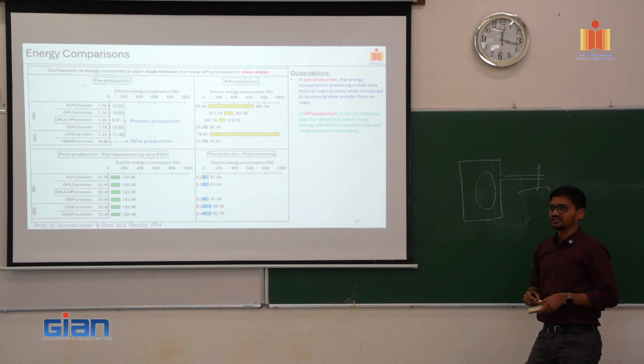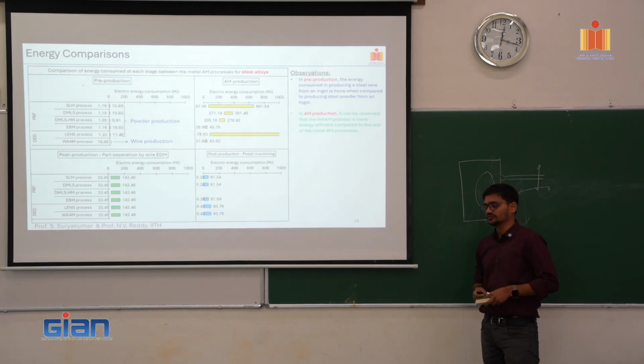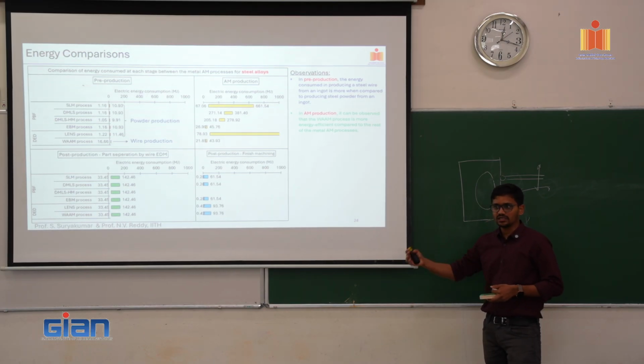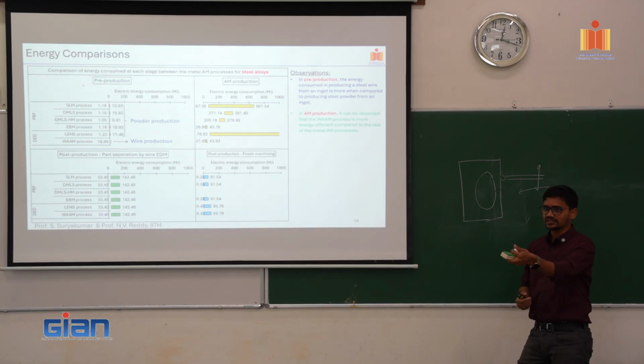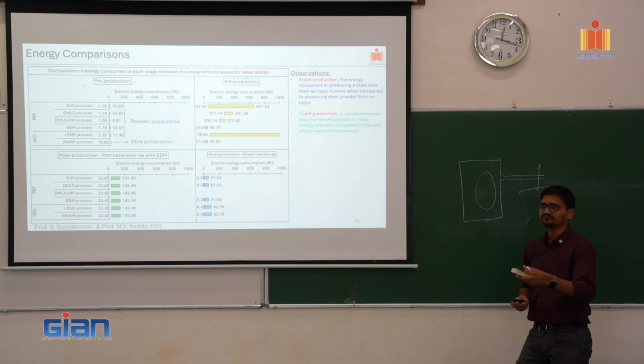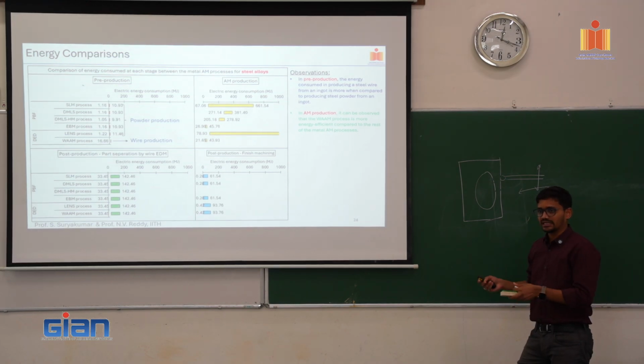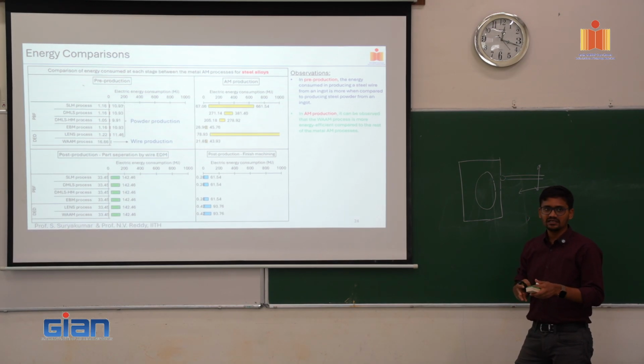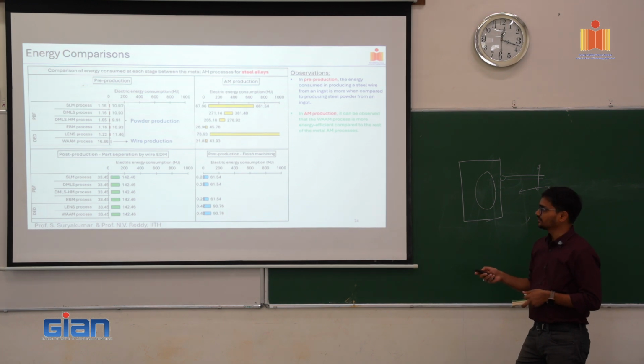Because inherently, when you are using a laser or an electron beam, the efficiency from the wall to the laser output is typically quite poor. Let's say you are drawing 1 kilowatt of power, your laser output might only be 30 watts. That is called the wall plug efficiency. So wall plug efficiency is typically quite low for laser or electron beam, and that is why they require more energy to do the same processing.